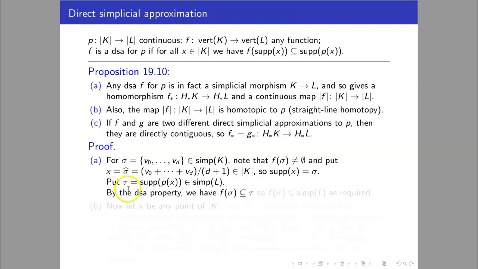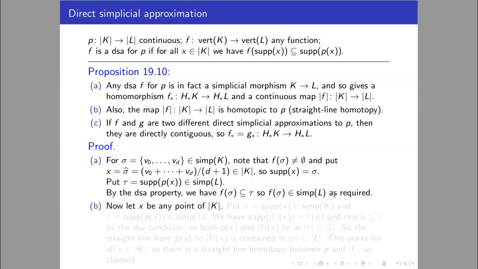Now the direct simplicial approximation property, as we set up here, says that f of the support of x has got to be contained in the support of p(x). And so here that's saying that f of sigma has to be contained in tau. So now we're seeing that f of sigma is a non-empty set, and it's a subset of the simplex tau. And the basic definition about simplicial complexes: if you've got a non-empty subset of a simplex, then it's still a simplex. So we conclude from that that f of sigma is actually a simplex of L as required. So that proves our claim A.